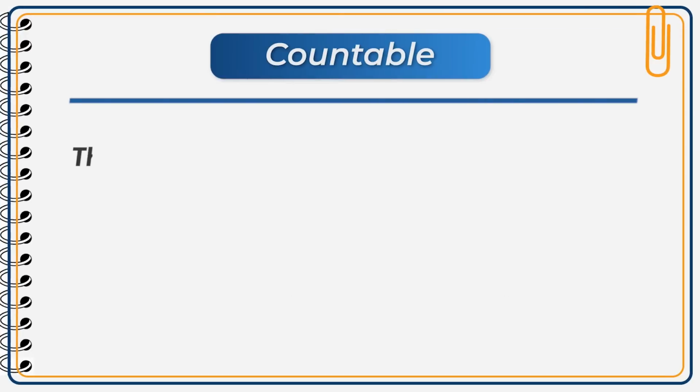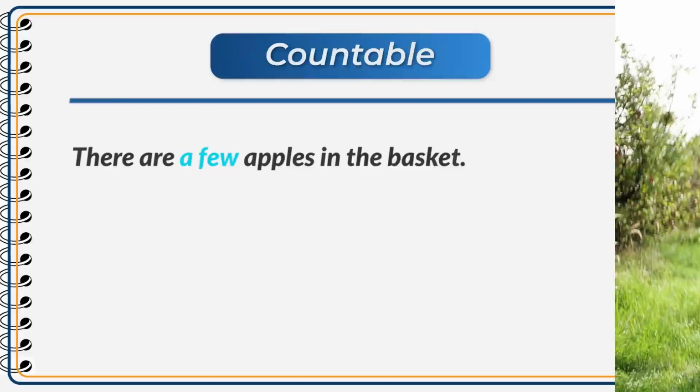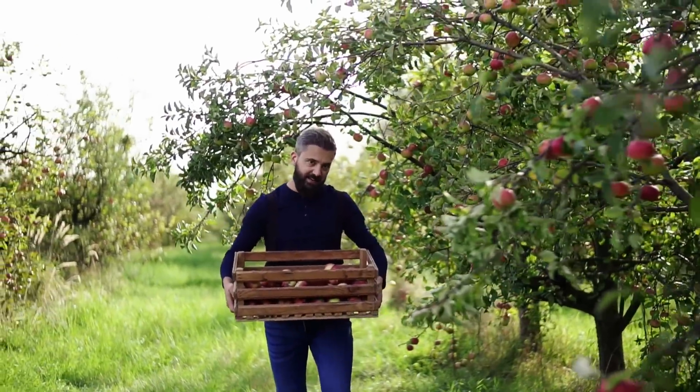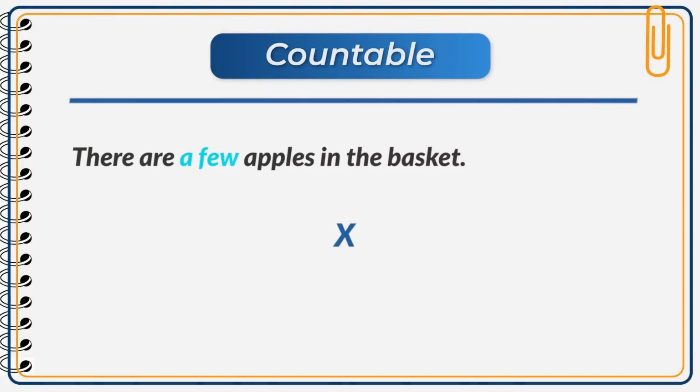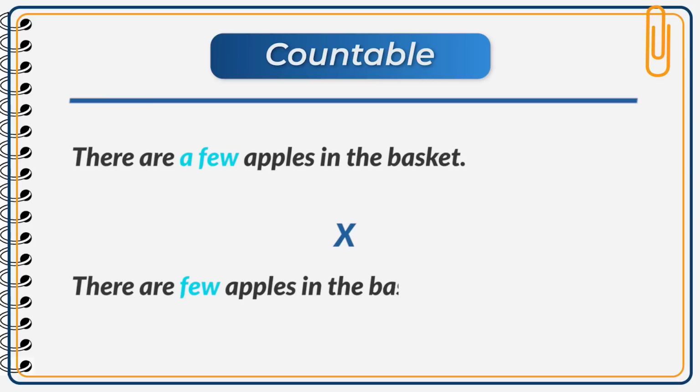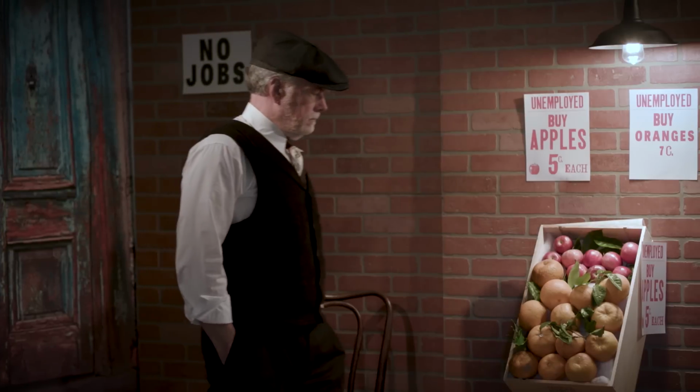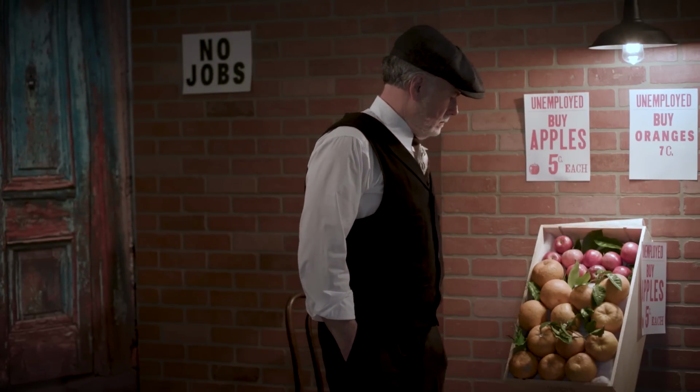And the same happens when talking about small quantities. There are a few apples in the basket. This means that although I don't have a large quantity of apples, the ones that I have in the basket are enough. But let's contrast it with this sentence. There are few apples in the basket. This means that the apples that I have are not enough. I probably need to buy more. Got it?